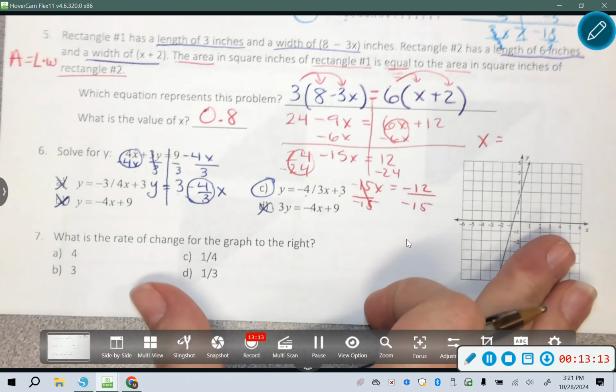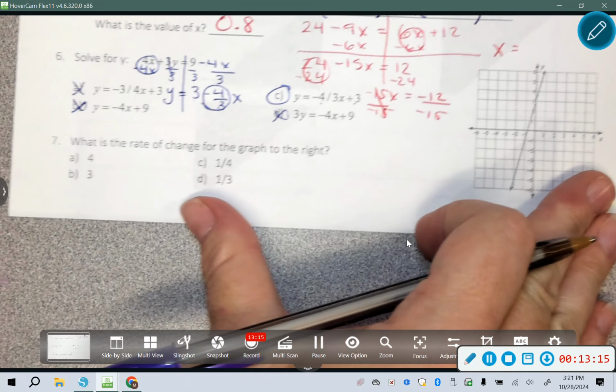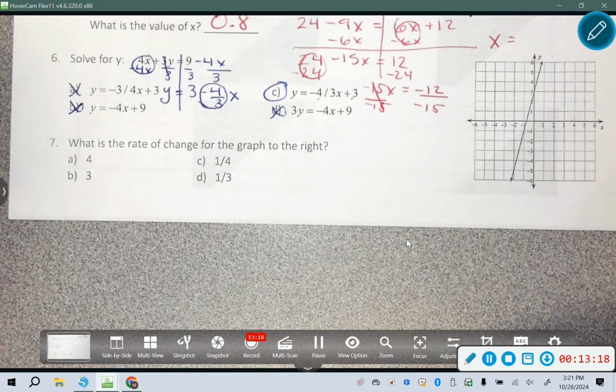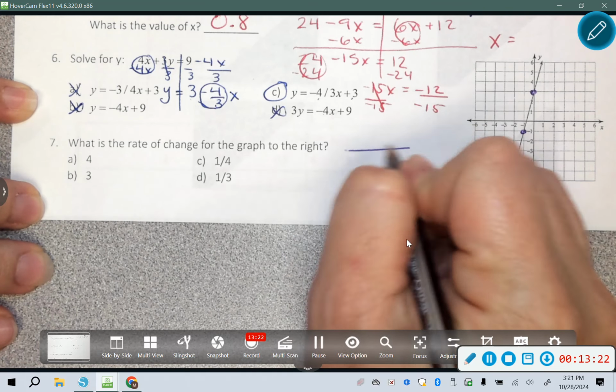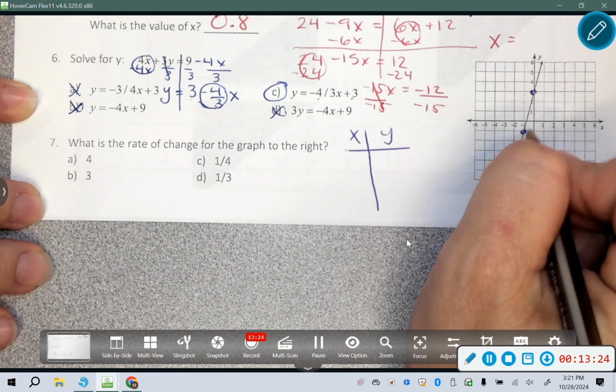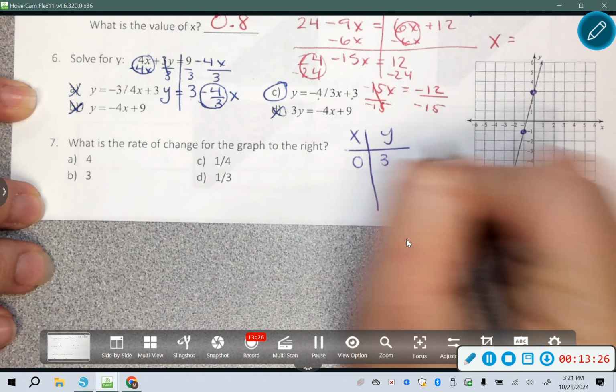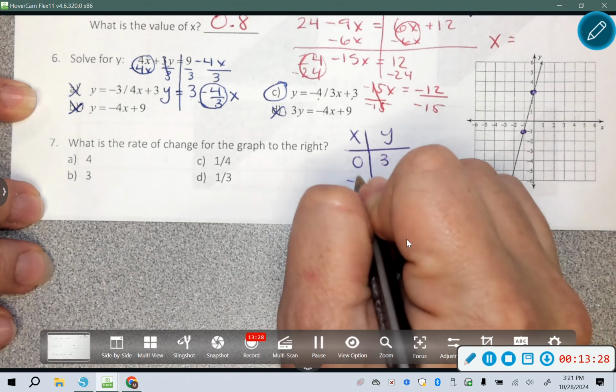Number 7 says, what is the rate of change for the graph to the right? So I can look at the graph. I can find 2 pretty points. I have a point here, and I have a point here. And I can do 2 things. So I'm going to build a table. This is the point 0, 3. And this is the point negative 1, negative 1.